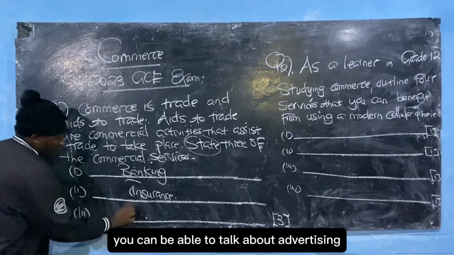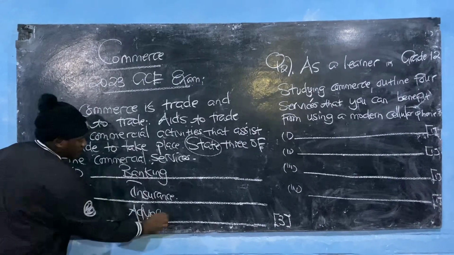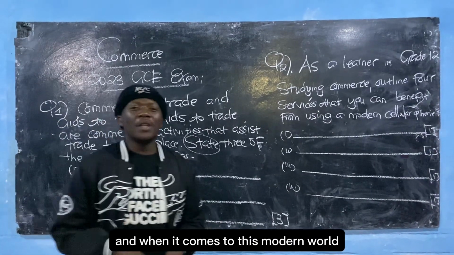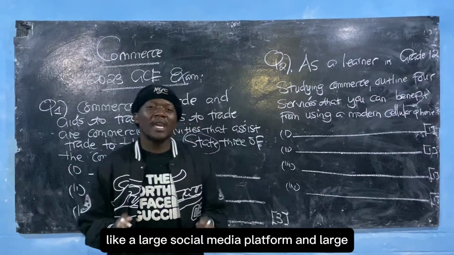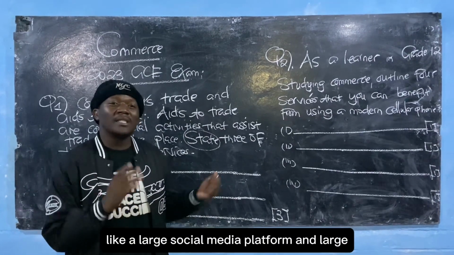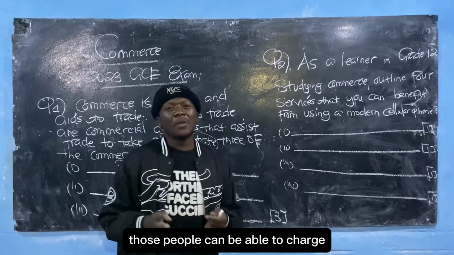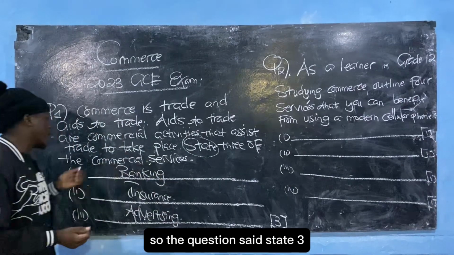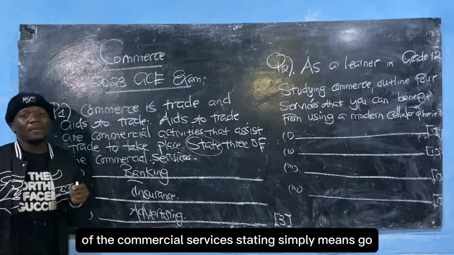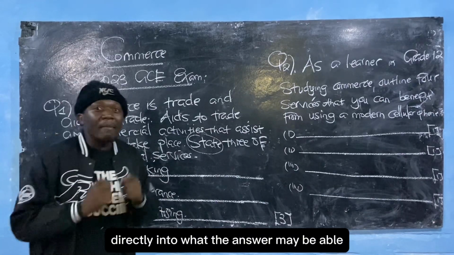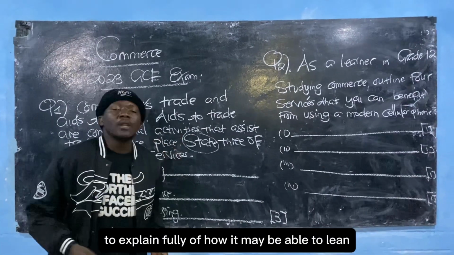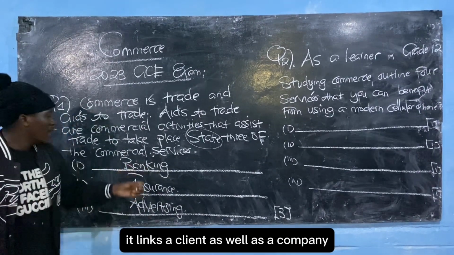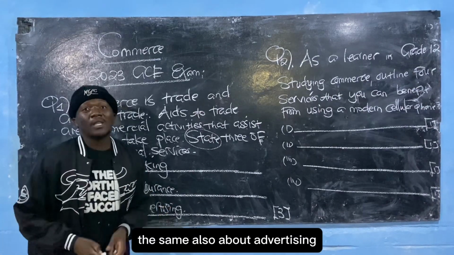Apart from that, we can talk about advertising. In this modern world, we can have people with a large social media platform and a large social media presence. Those people can charge clients in order to advertise goods on their behalf. So the question said state, and stating simply means go directly to the answer, explained fully of how it may mean. So you can say banking links a client as well as a company. Then insurance, the same, also advertising.